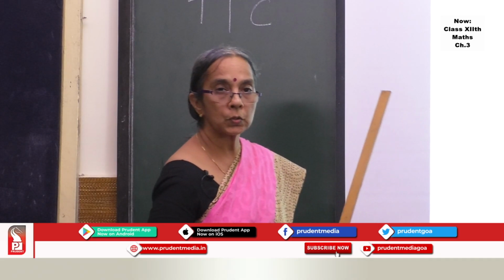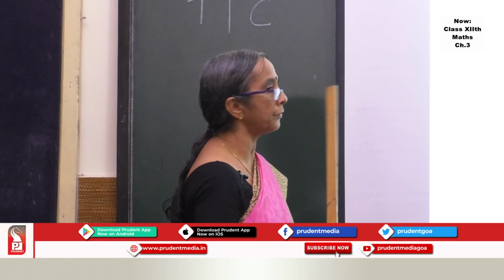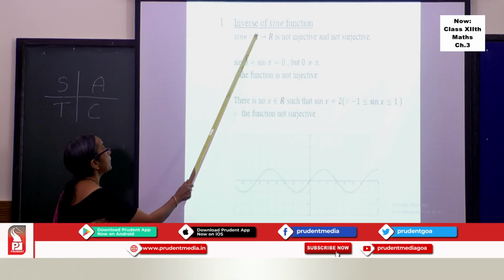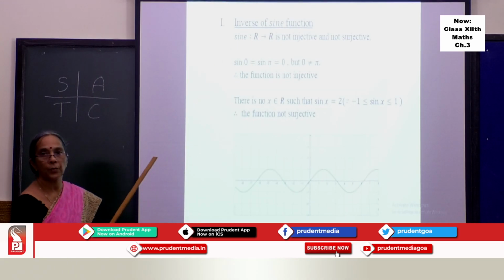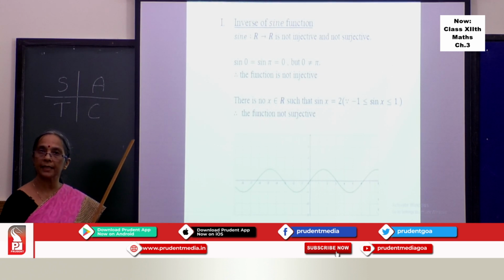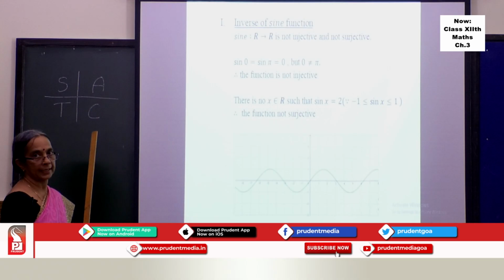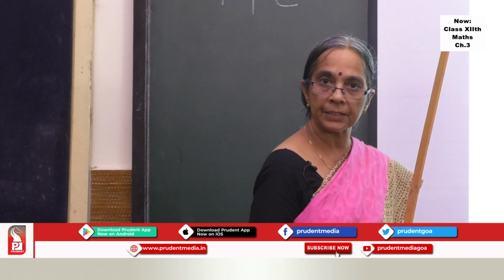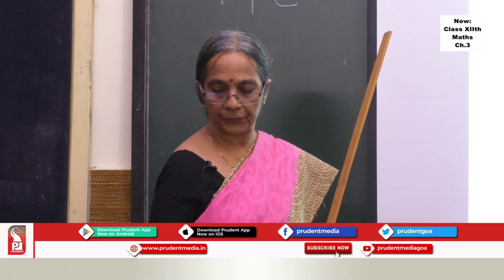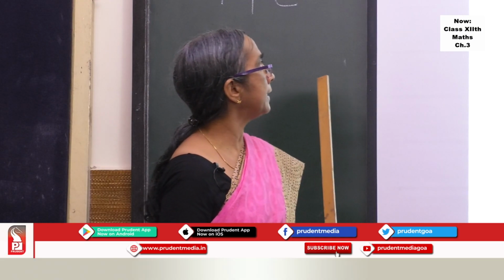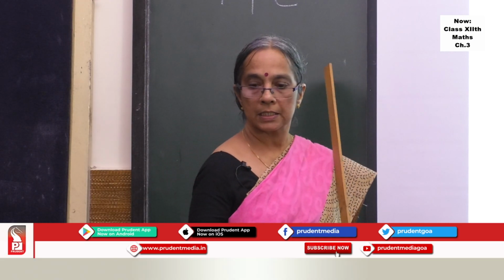Now, to define the inverse of sine function, we have to take proper subsets of the set of real numbers as domain and codomain, so that the function is injective and surjective, 1-1 and onto. Let us see what are those subsets.